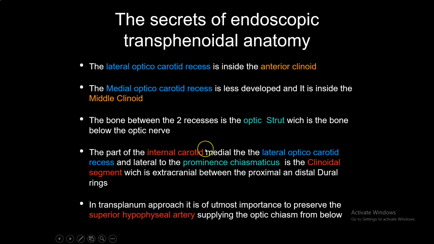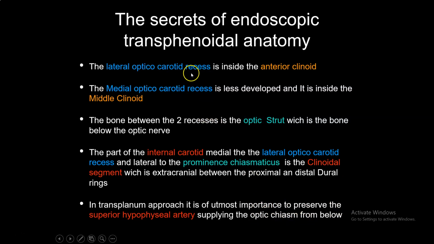The part of the internal carotid artery medial to the lateral opticocarotid recess and lateral to the prominence chiasmaticus, as we said, is the clinoidal carotid artery, which is extradural between the proximal and distal dural rings. If you remember the carotid, don't worry, we are going to re-explain it now. So the clinoidal carotid is extradural. And in transplanum approach, it is of utmost importance to preserve the superior hypophyseal artery supplying the optic chiasm from below. So another secret, very important.